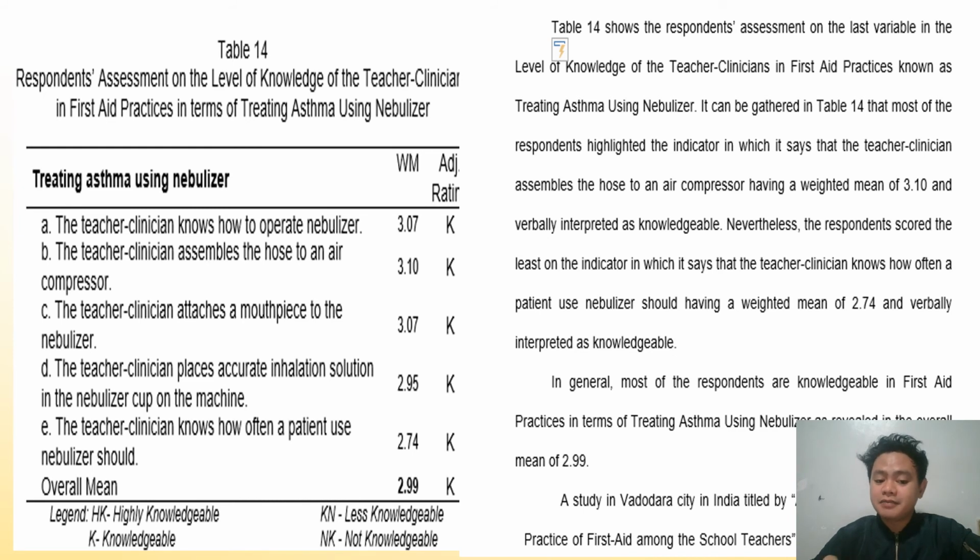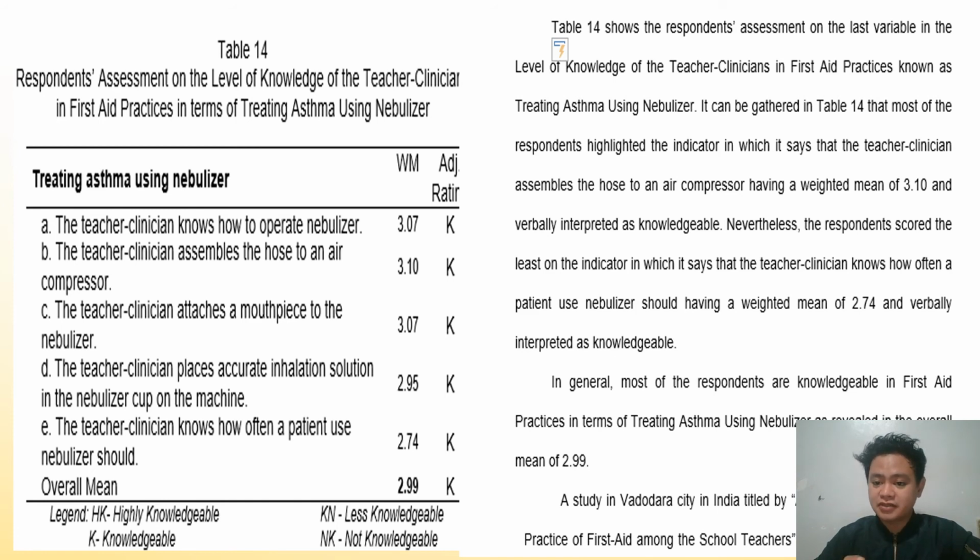So, in the table, the legend must be visible, showing what you used, like in the Likert scale. HK, highly knowledgeable. K, knowledgeable. LK, less knowledgeable. And NK is not knowledgeable. So, how do we interpret this data? Like what I told you, the table needs a name. So, Table 14 shows the respondents' assessment on the listed variables in the level of knowledge of the teacher clinician in terms of treating asthma using nebulizer.